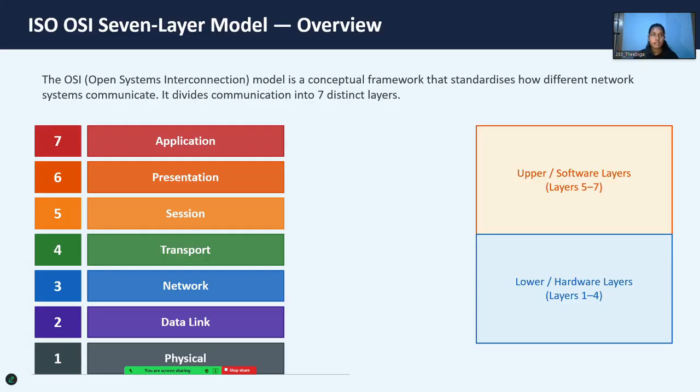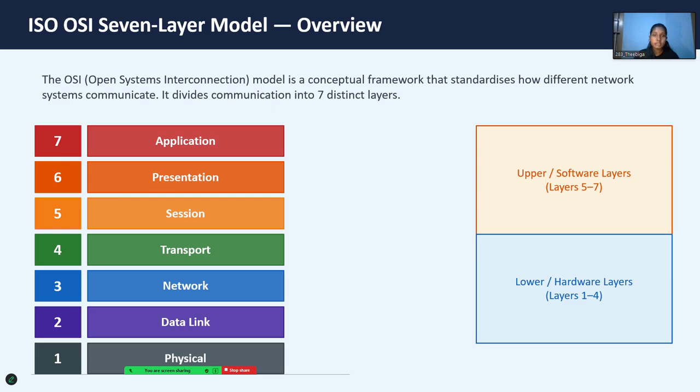Topologies, ISO OSI 7 layer model. This slide introduces the OSI model, which stands for Open System Interconnection. The key message here is that whenever two devices communicate over a network, there's a structured process happening behind the scenes. And the OSI model is the framework that describes the process by breaking it down into 7 distinct layers.